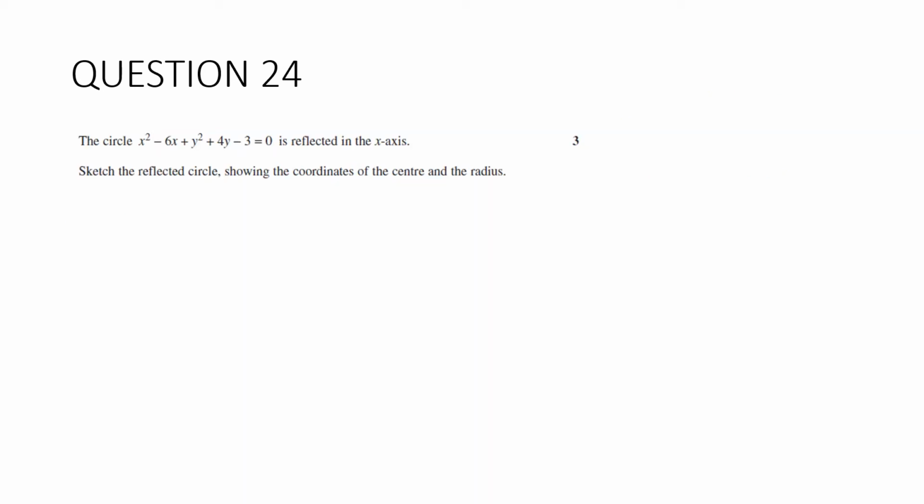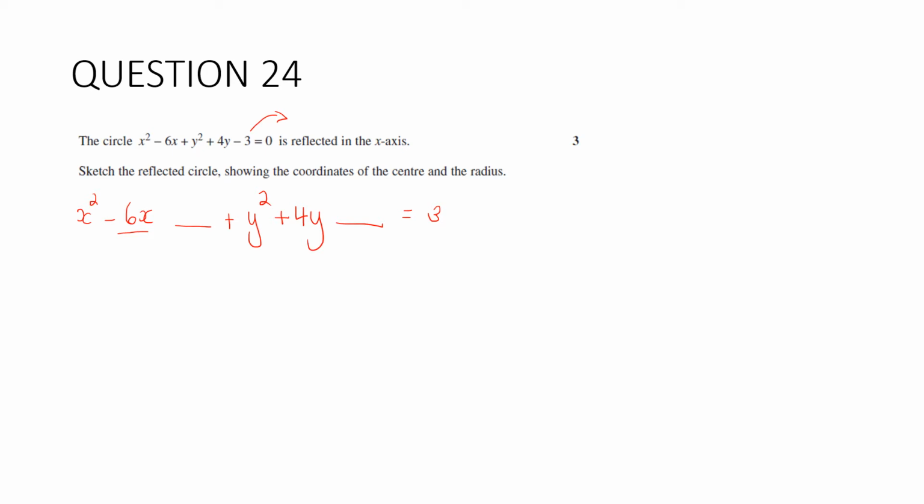Question 24. The circle x squared minus 6x plus y squared plus 4y minus 3 equals 0 is reflected in the x-axis. Sketch the reflected circle showing the coordinates of the center and the radius. Alright, before we do any sketching, we need to complete the square to work out what the center and the radius of the original circle are. So x squared minus 6x, I'm going to leave a gap when I complete the square, plus y squared plus 4y, leave another gap, and I'm going to take this 3 over the other side to get it out of the way.